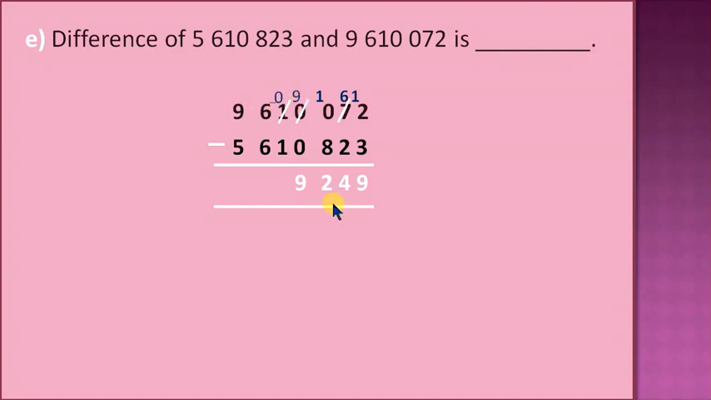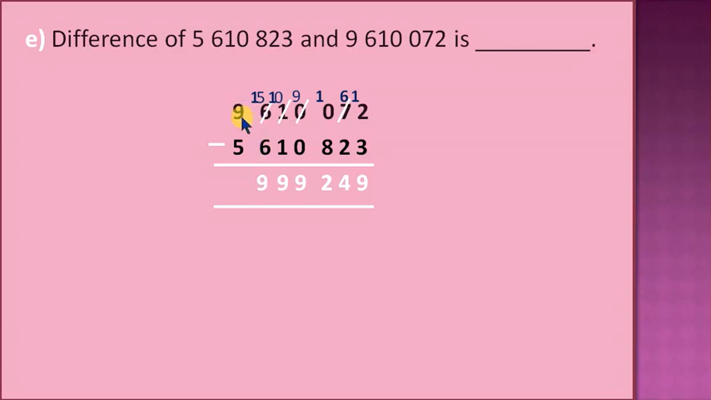So take 1 from here. Now it becomes 10. 10 minus 1 is 9, okay, and here 5. 5 minus 6 is not possible. Now take 1 from here, 9 from 9. 15 minus 6 is 9, okay.